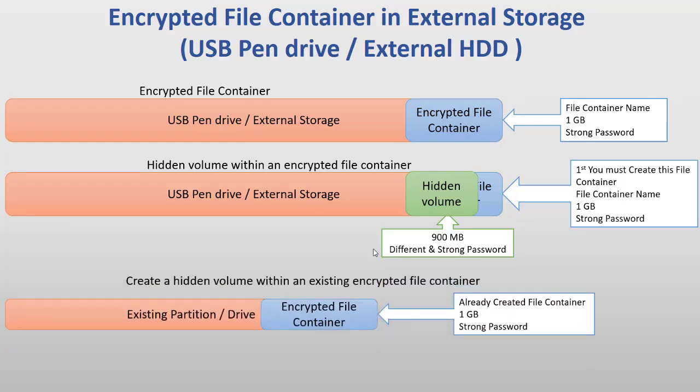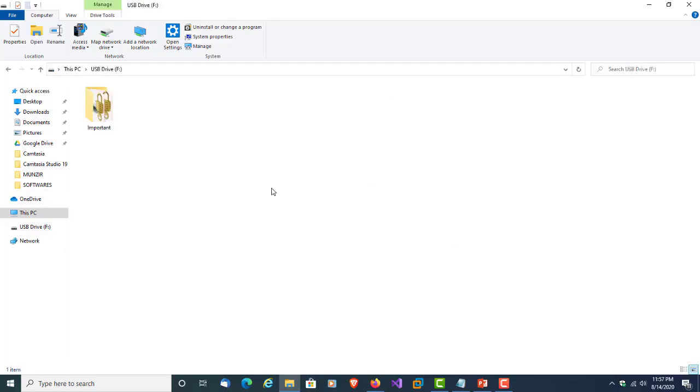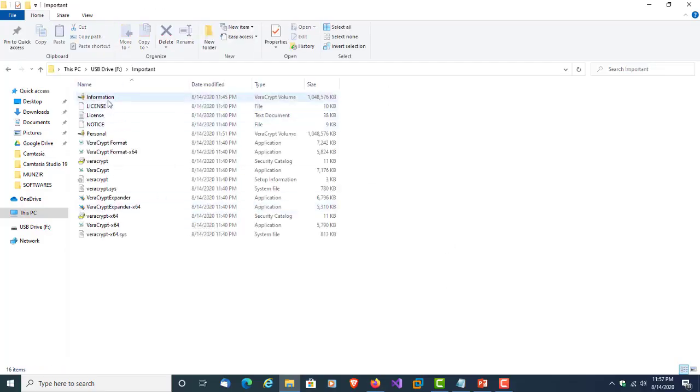Next we are going to create a hidden volume within an existing encrypted file container in external storage. To do this, you should already have an encrypted file container. Within that container we are going to create a hidden volume like this with a different and strong password. I am going to create a hidden volume within my existing encrypted file container in the USB pen drive. Follow the steps to create it.